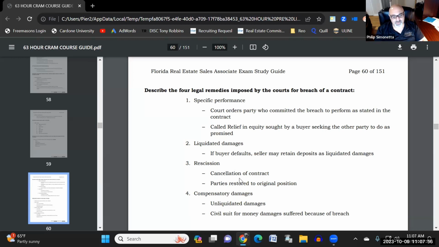Compensatory damages. This is unliquidated damages. So the money that you lost in the deal, you lost. But this is civil money if a seller or a buyer sues the other party, if there's more damages. So say the house came off the market, they didn't buy the house, the prices came down, they can sue them for more money, right? That's compensatory damages. Okay, so there are the 4 remedies for breach of contract.